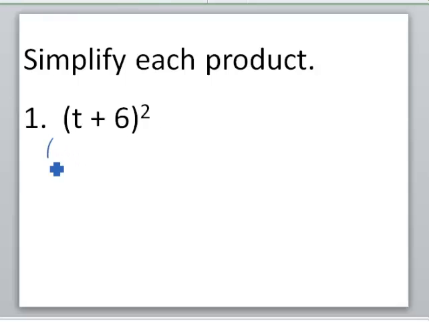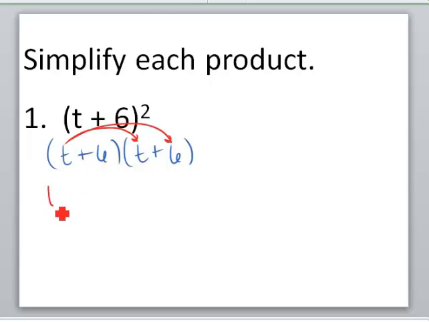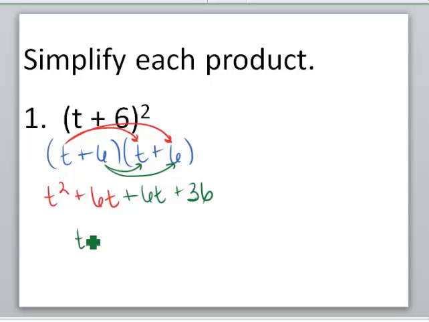Instead of using rules or something, let's just go ahead and remember that t plus 6 squared really means t plus 6 times t plus 6. We're going to take the t and distribute it through. That's the first terms and the outer terms, or you can just think about distributing each of those. T times t is t squared. T times 6 is 6t. Then we're going to take and distribute the 6 through. Those are your inner and last terms. So we end up with 6 times t, which is 6t, and 6 times 6, which is 36. Combine our like terms for t squared plus 12t plus 36.